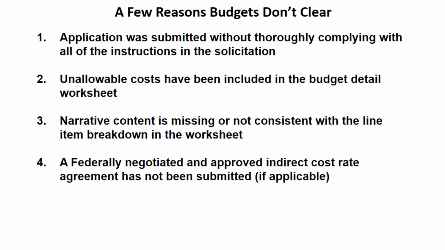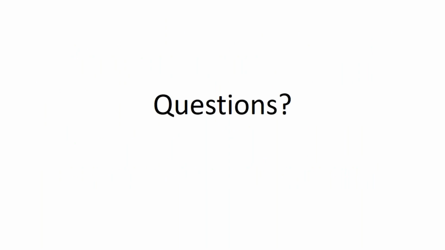Again, read your solicitation. I already mentioned, make sure you look for anything that may be listed as unallowable in the solicitation. You always have to complete a budget narrative, so your budget narrative should support what you have in your detail. If you are requesting indirect costs, you want to make sure you attach a copy of your negotiated and approved indirect cost rate agreement. And at this time, we're going to open the floor up for questions.